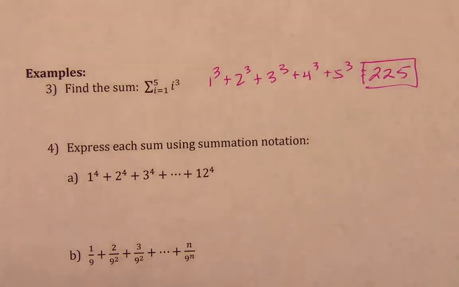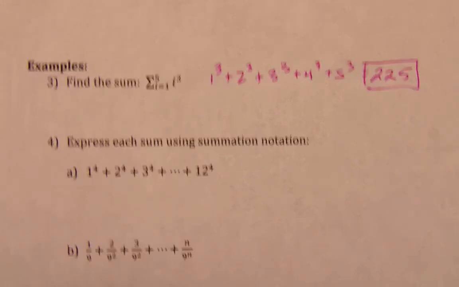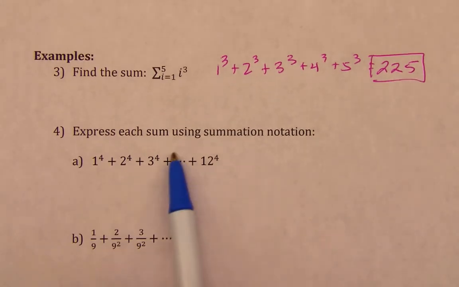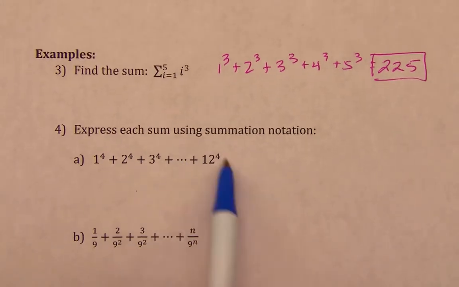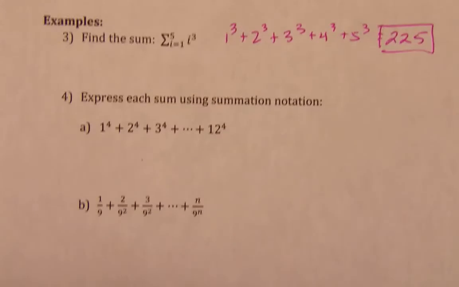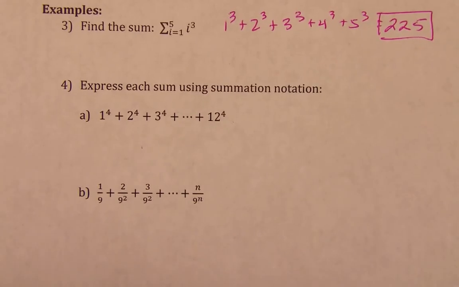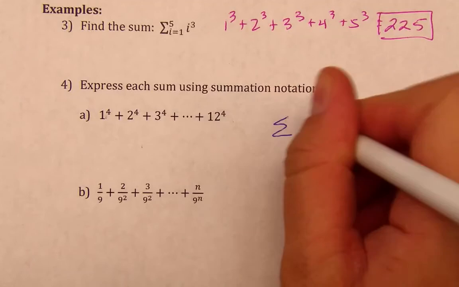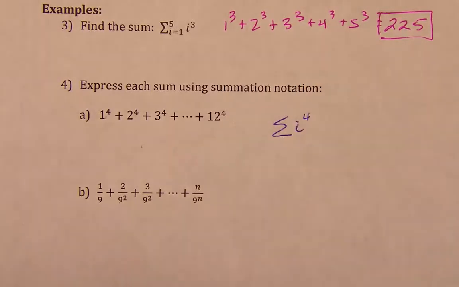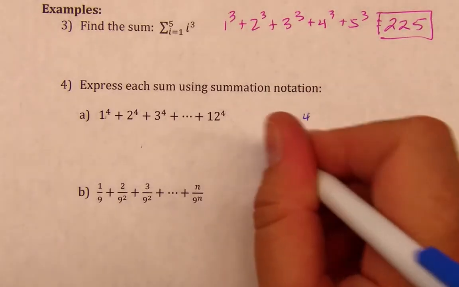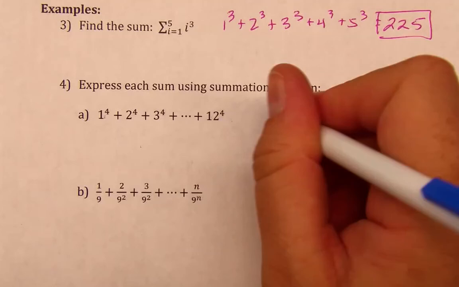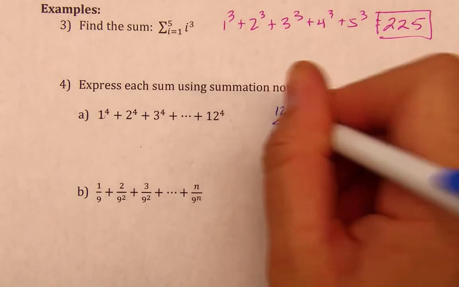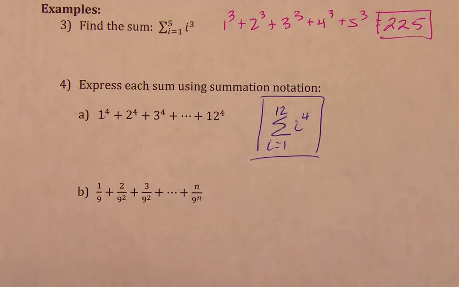We can look at our next example here, and it says express each sum using summation notation. So now we're given this and we want to rewrite it into summation notation. Well, each term is raised to the 4th power, so I think we can see that it's going to be I to the 4th power. We start at 1, so I equals 1, and we end at 12, so 12 up top. And that's all we have to do for that one.